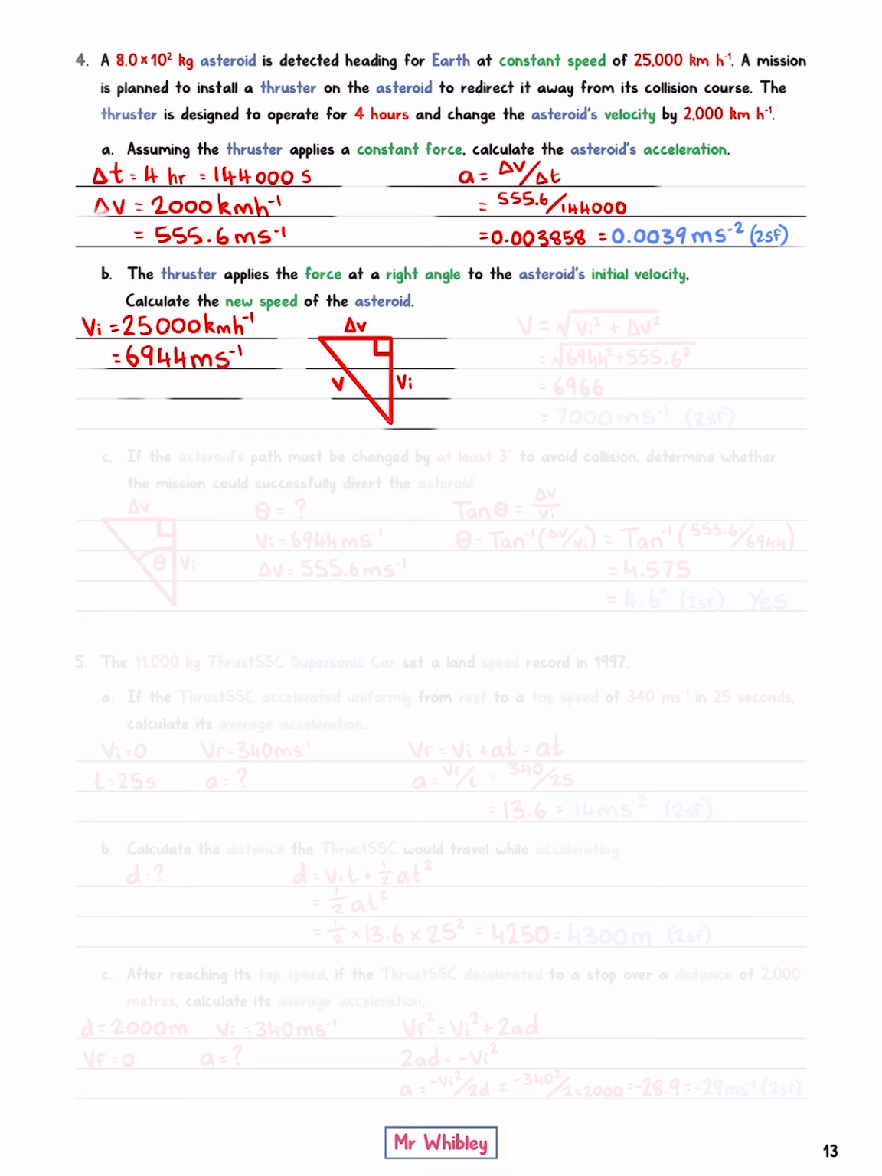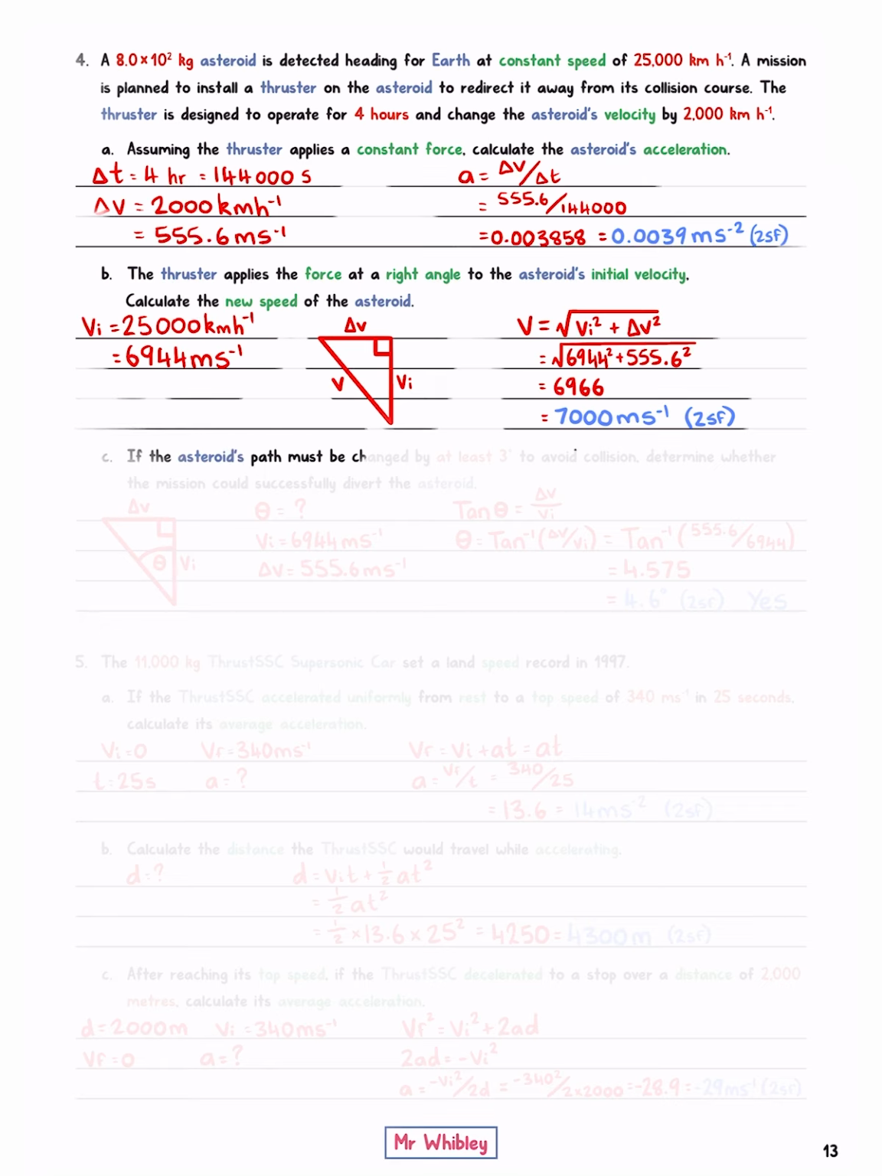Since v is our hypotenuse, we can use Pythagoras to find it. Putting our numbers in gives us 6,966 or 7,000 meters per second to two significant figures. If the asteroid's path must be changed by at least 3 degrees to avoid collision, determine whether the mission could successfully divert the asteroid.